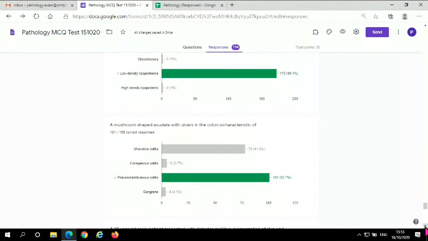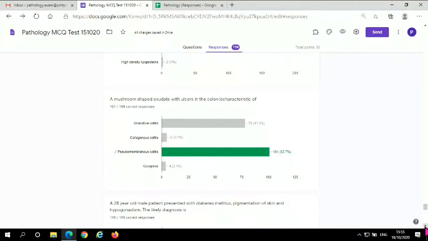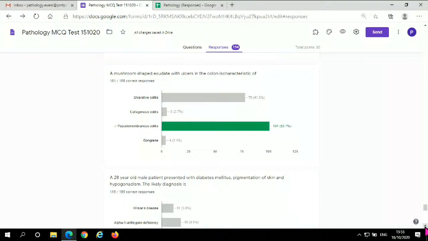A mushroom shaped exudate with ulcers in the colon is characteristic of ulcerative colitis, collagenous colitis, pseudomembranous colitis, or gangrene. It is seen in pseudomembranous colitis, because of this type of exudate it is called pseudomembranous colitis.